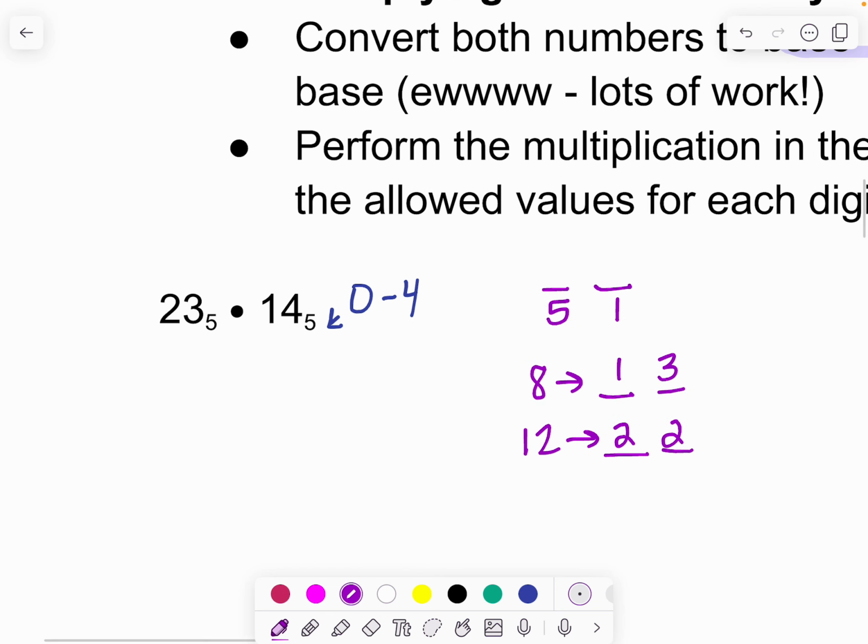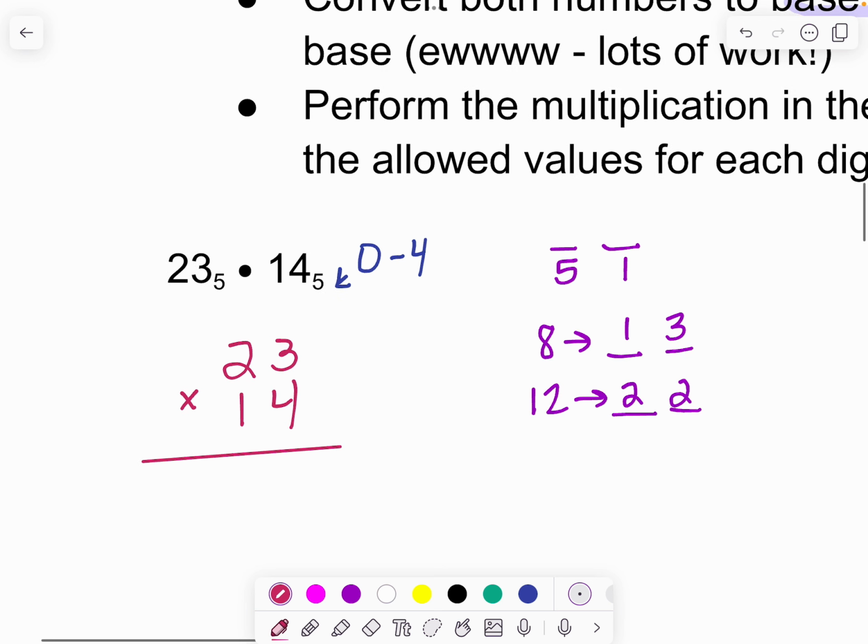So I'm going to go ahead and list my numbers, 23 and 14. And so my first multiplication, 3 times 4 is 12. And we just said a minute ago that 12 is 2 and carry the 2. And then my next multiplication is 8 plus 2, which gives me 10. So 10 would be 2 5's and no 1's. So I'd write that as 20.